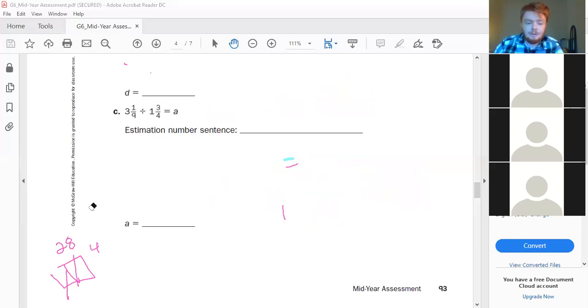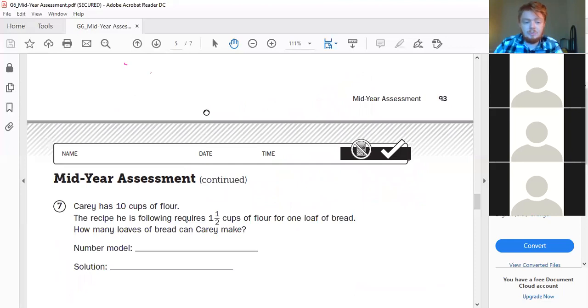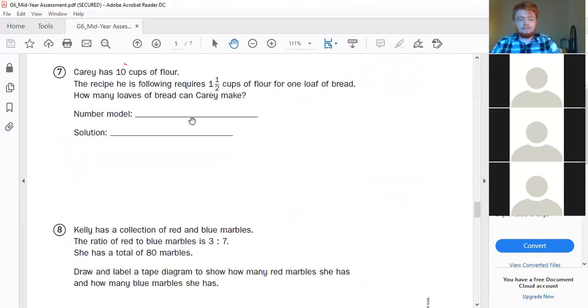Okay. Let's see how hard the next one is. If it's not too hard, we might do 2 more, but let's just find out. All right. Carrie has 10 cups of flour. The recipe he is following requires 1.5 cups of flour for 1 loaf of bread. How many loaves of bread can he make?